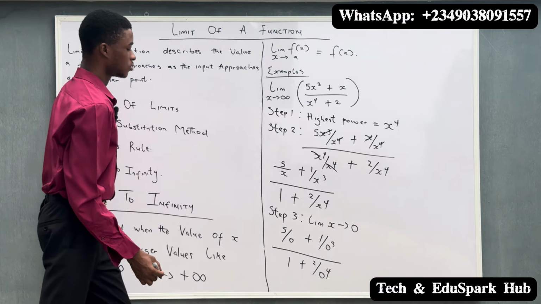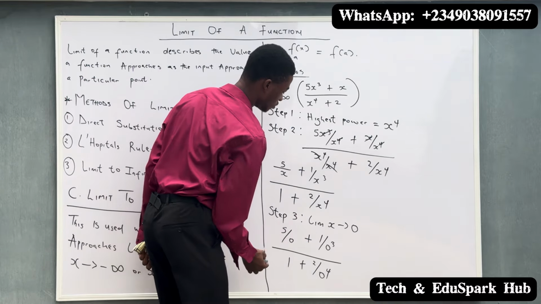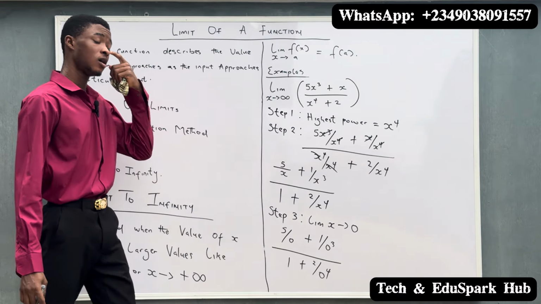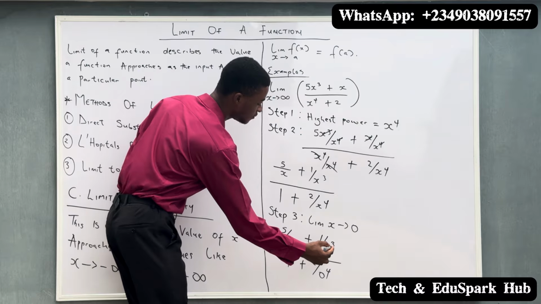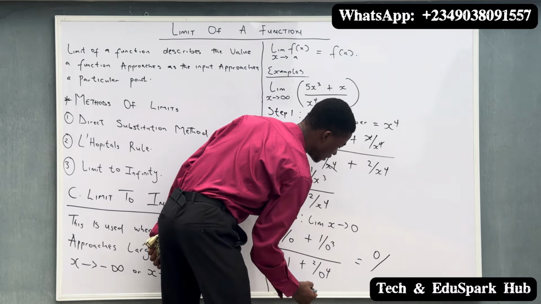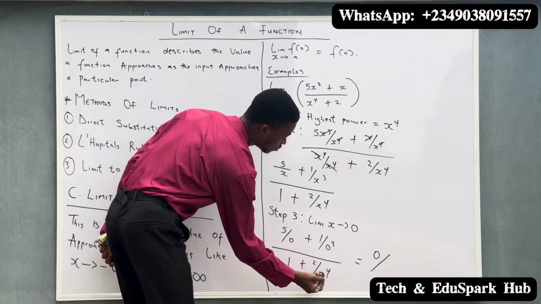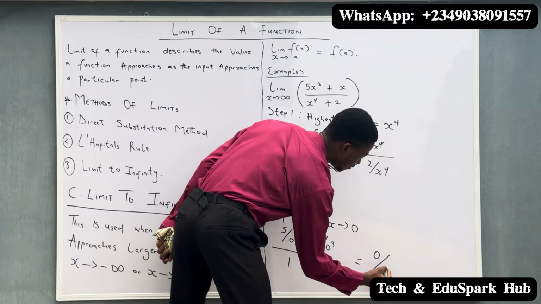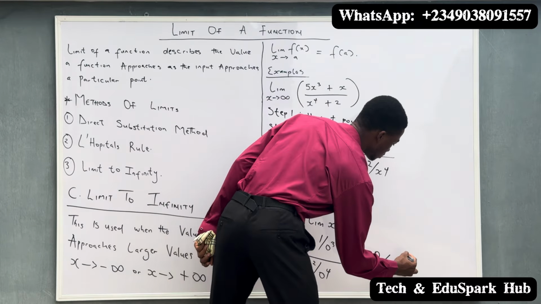So in this kind of question, all this can cancel to be equal to 0, because 5 divided by 0, you are going to get undefined as your answer. But everything here will be equal to 0. So we have 0 divided by, so this one too will be equal to 0. So we have 0 divided by 1, which will give us what?